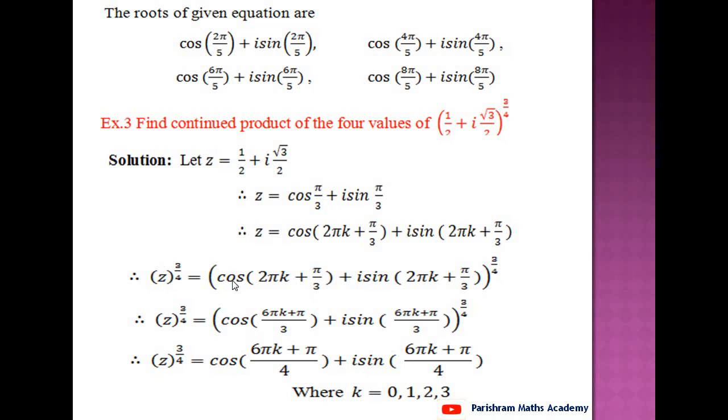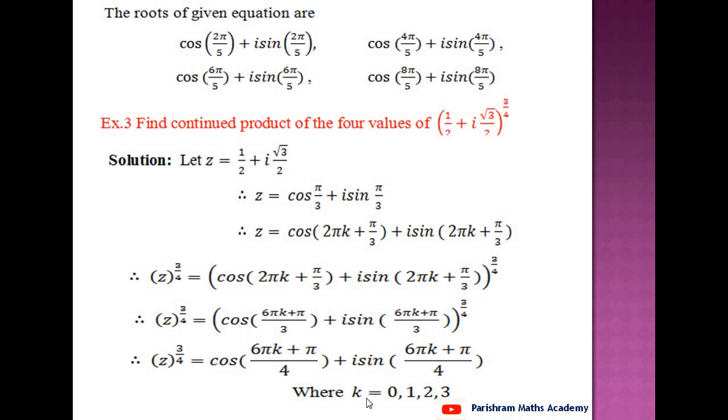Therefore, z raised to 3 by 4 equal to (cos of 2 pi k plus pi by 3 plus i times sin of 2 pi k plus pi by 3) raised to 3 by 4, by taking 3 by 4 power on both sides. Then we can simplify this to get (cos of (6 pi k plus pi) upon 3 plus i times sin of (6 pi k plus pi) upon 3) raised to 3 by 4. And then by using De Moivre's theorem, we can multiply 3 by 4 into this term. At that time 3 cancels, we get cos of (6 pi k plus pi) upon 4 plus i times sin of (6 pi k plus pi) upon 4, where k equal to 0, 1, 2 and 3.